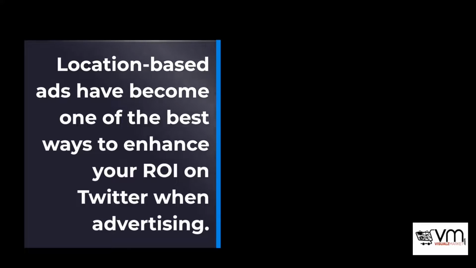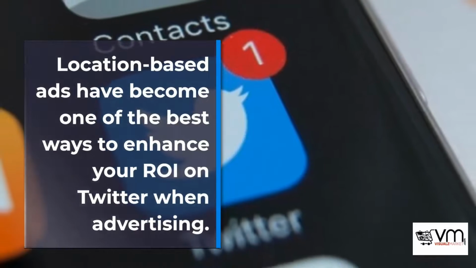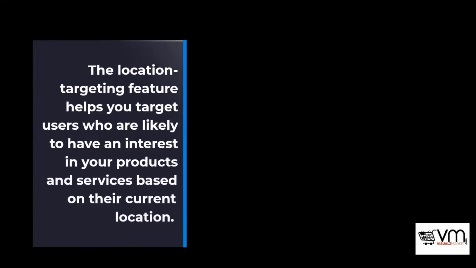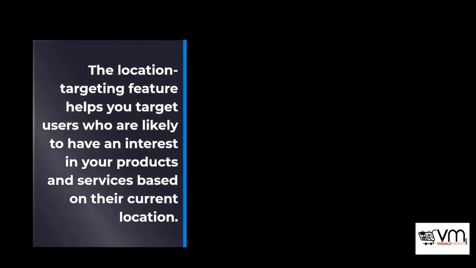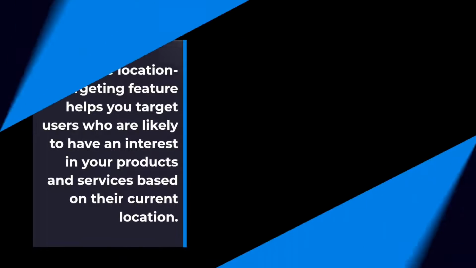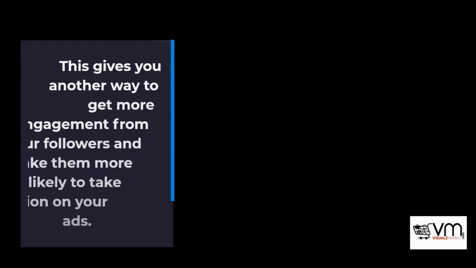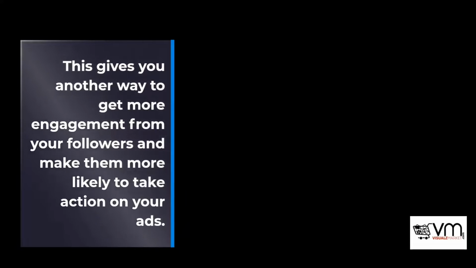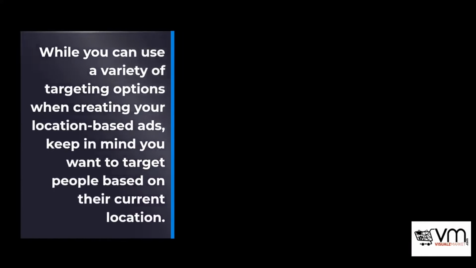Location-based ads have become one of the best ways to enhance your ROI on Twitter when advertising. The location targeting feature helps you target users who are likely to have an interest in your products and services based on their current location. This gives you another way to get more engagement from your followers and make them more likely to take action on your ads. While you can use a variety of targeting options when creating your location-based ads, keep in mind you want to target people based on their current location.